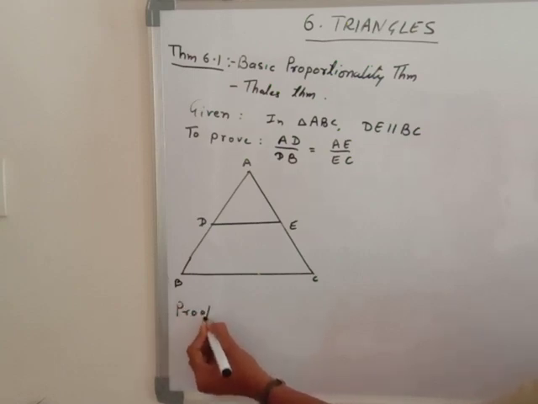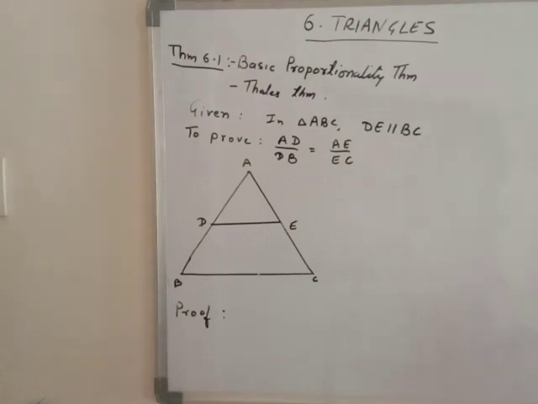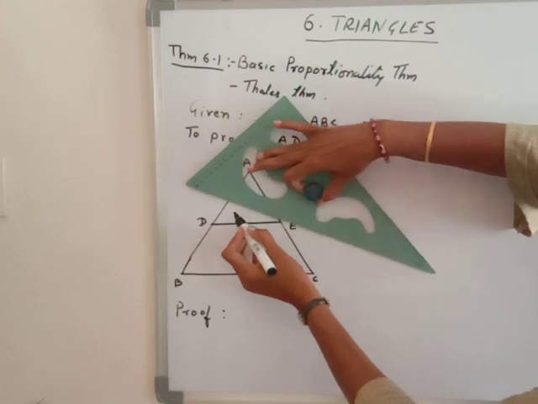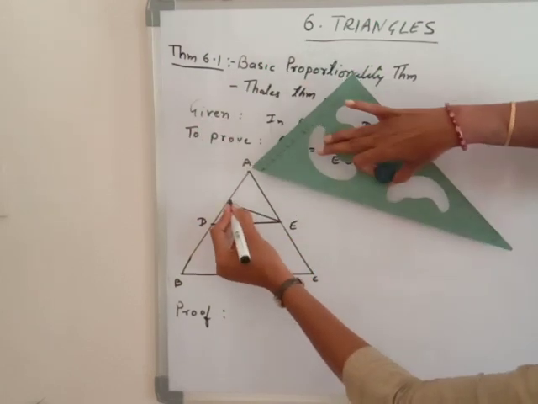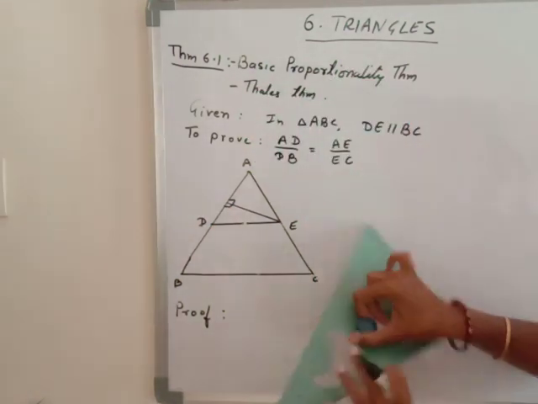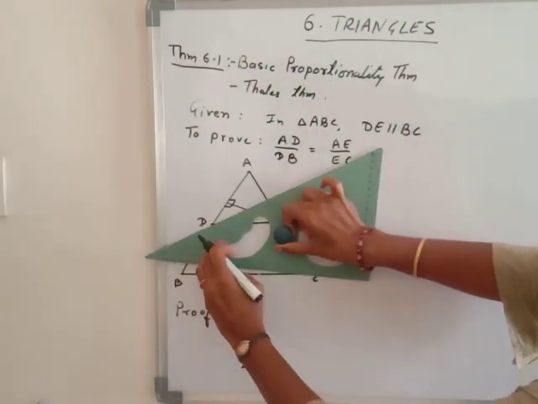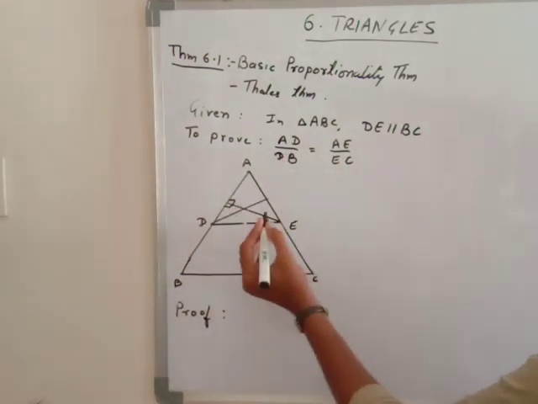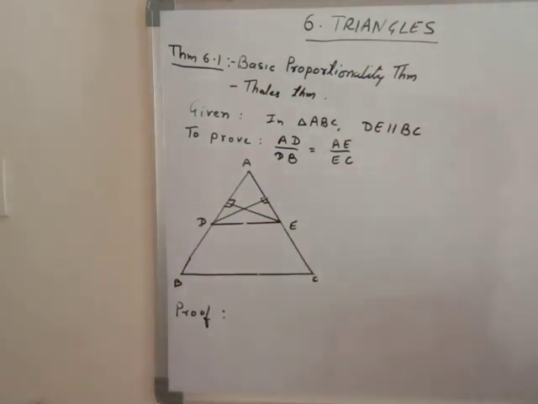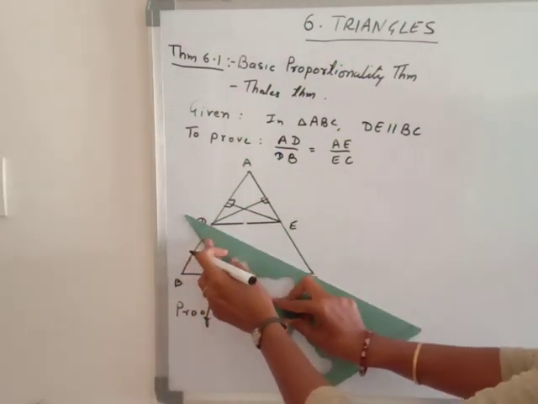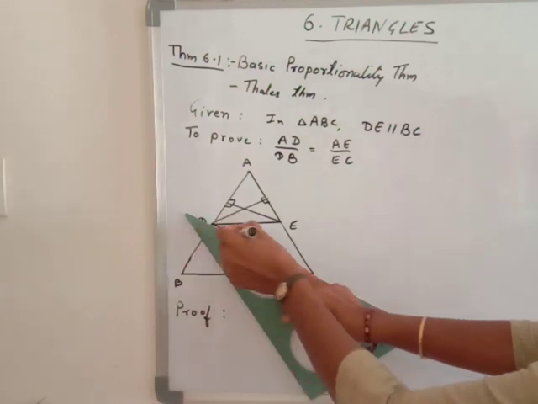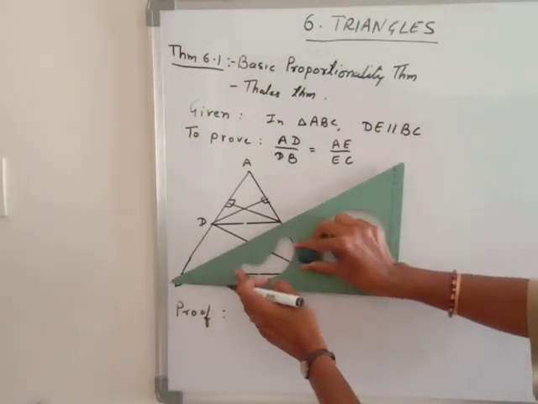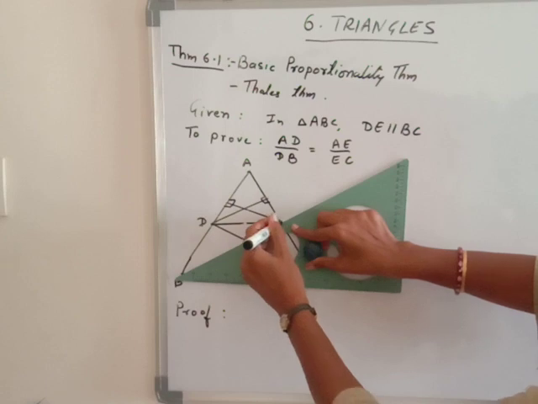Before starting the proof, we have to do some construction. First of all, I will make a perpendicular from E to BC like this. I will make a perpendicular, that is 90 degree. Okay, and I will make another perpendicular on AC. This is also 90 degree. Moreover, I will join DC. See how many constructions we are doing. And then I will join BE. We have done 4 constructions here.